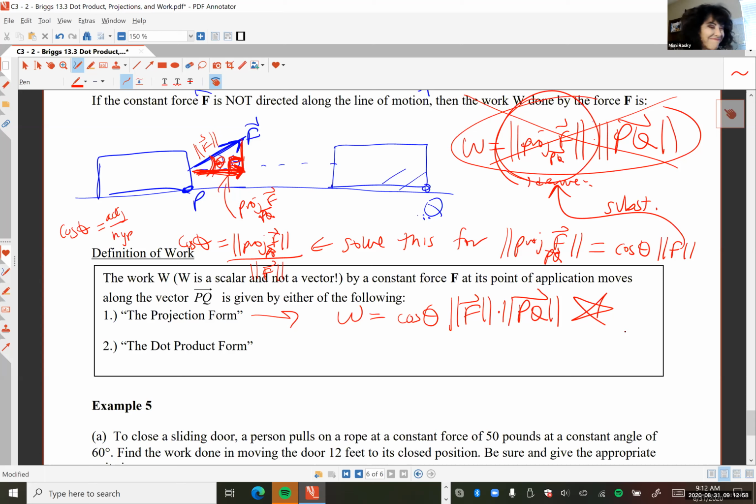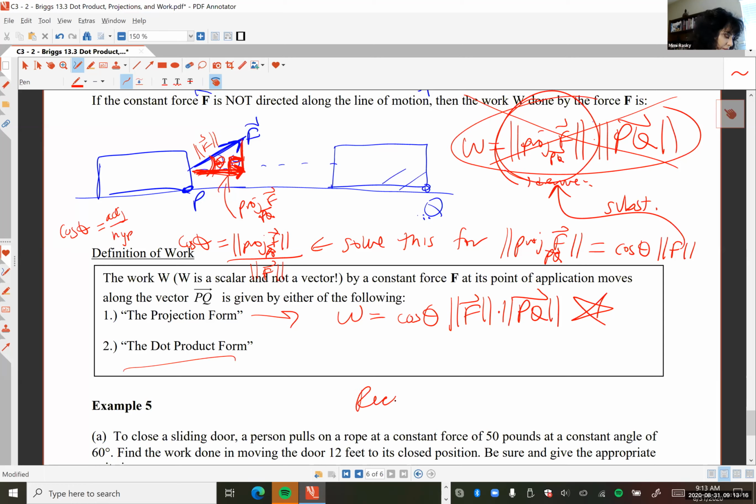Well, why not? Because a lot of times they don't give you the angle or magnitudes of the vectors involved. Sometimes they'll just give you the component form of the vectors, or some points where you may have to form a vector. And you're like, what? And so you may want to use the dot product form.